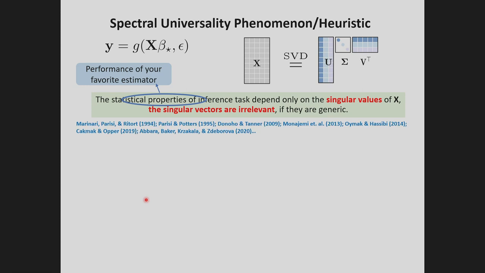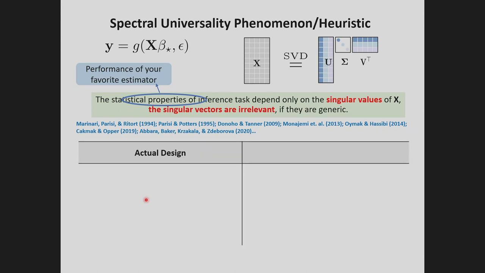There's a long line of work which has observed this in simulations. So why is this interesting? Because it gives us a way to simplify our problem. Maybe we care about an actual design X, for which we don't know how to do proportional asymptotics. This design might be very deterministic. It might have strong dependence between its entries. But if you believe in this spectral universality phenomenon, you could construct a surrogate design, which will capture the behavior of the design that you care about.